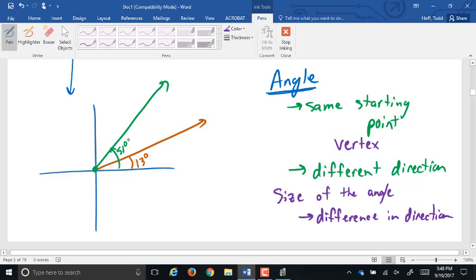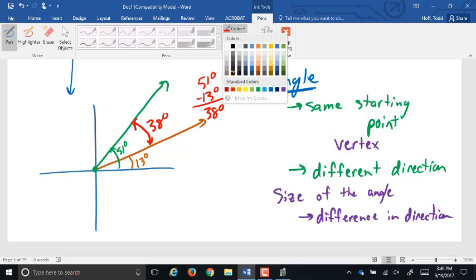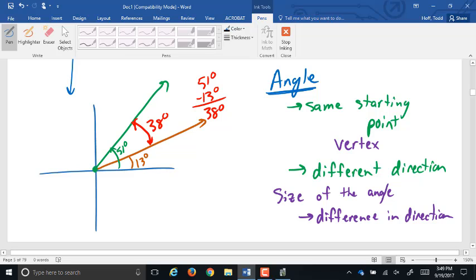Well, what's that mean? Well, we have a 51 degree angled ray. We have a 13 degree angled ray. We subtract, that's 38 degrees. There is 38 degrees between them. That is a 38 degree angle formed. Now, that's probably very different than what you've seen angles defined as before. This was the original definition of angles.